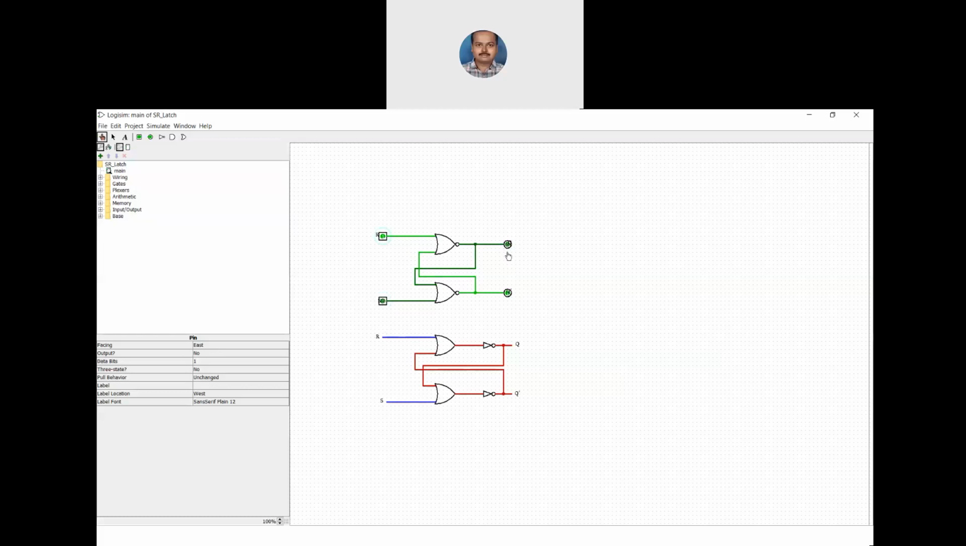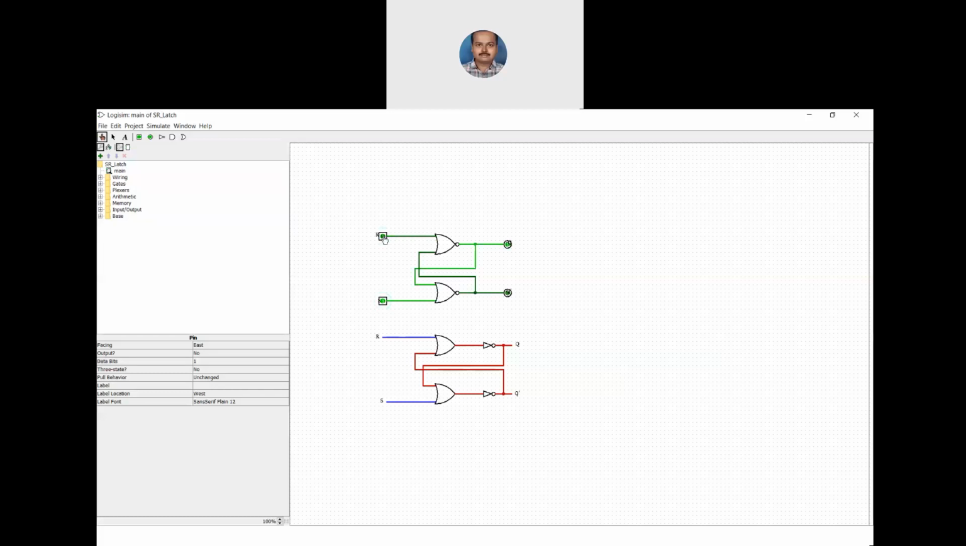Since the Q is 0 here, we call it a reset state or a 0 state, right? When both are 1, we call it a forbidden state or an undefined state, right? As we know that for this bistable element, the outputs are complementary to each other. If one output is 0, the other output should be 1, right? Both should be complementary to each other. But when we apply S is 1 and R is 1, the output is equal to 0 here, which is an undefined state here.